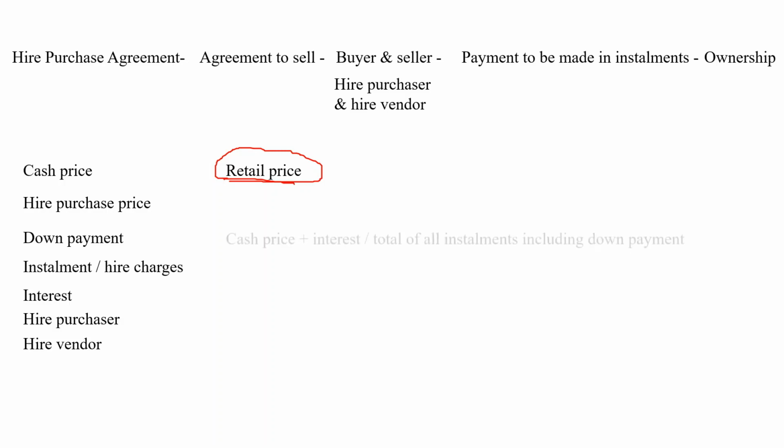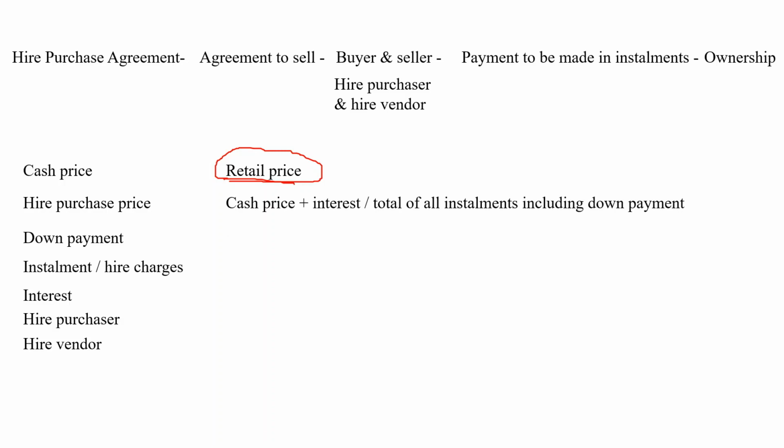Then what is hire purchase price? Hire purchase price is when the buyer is not going to make the payment immediately. He is going to make the payment in periodical installments. So for this delay in payment, the seller will charge an additional amount called interest. So cash price plus the interest, which is the compensation for delayed payment, will give you the hire purchase price. How to calculate hire purchase price?